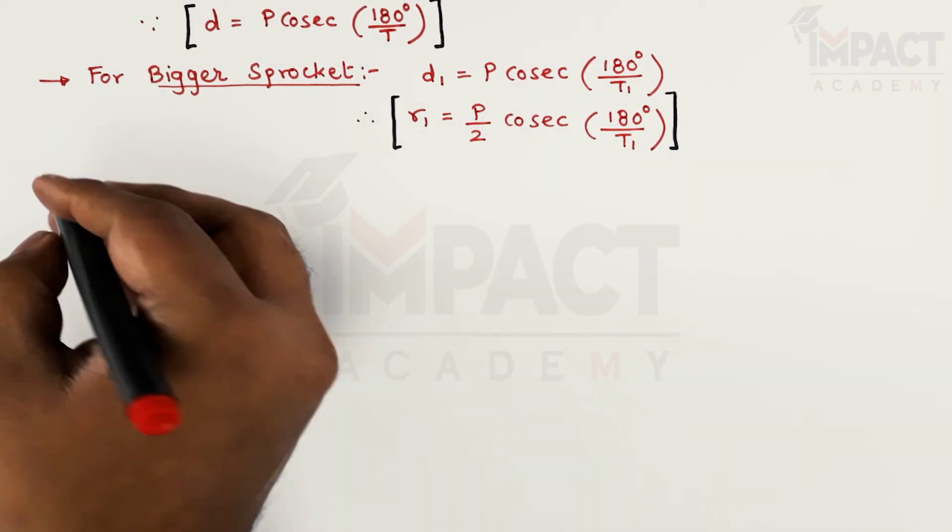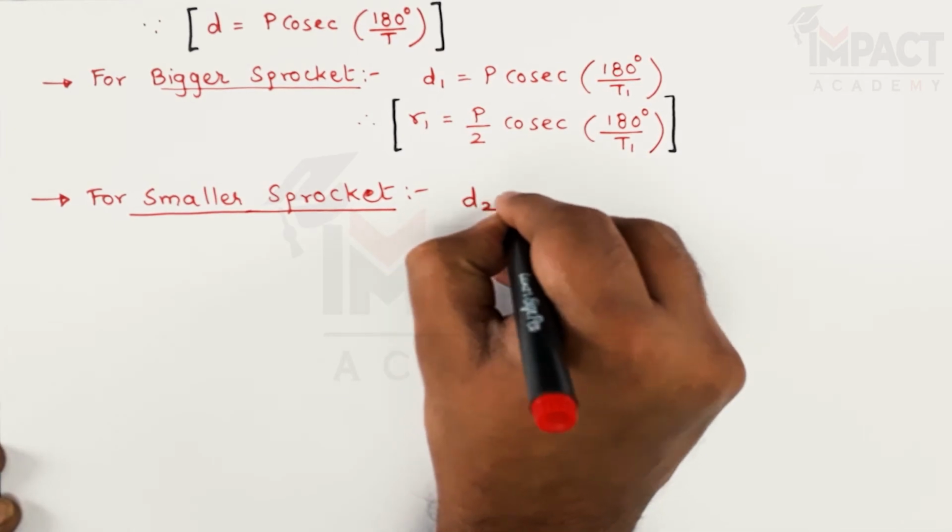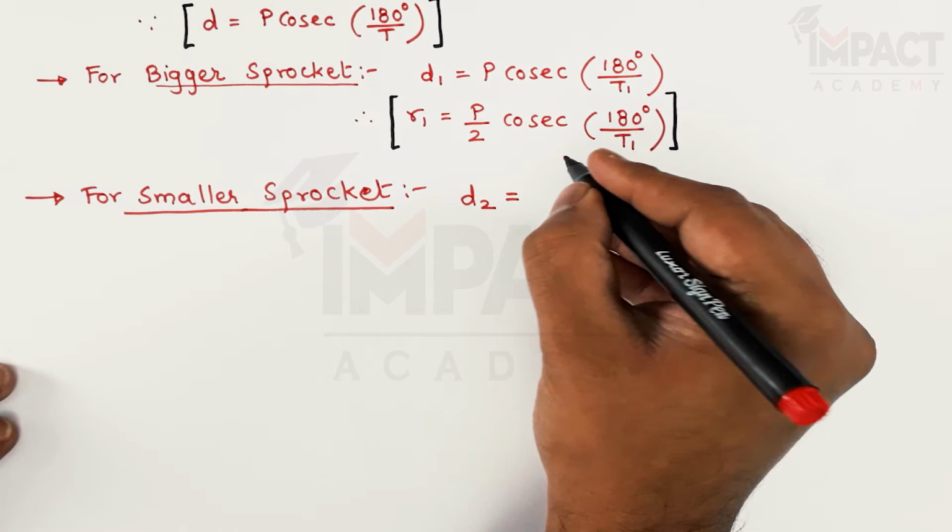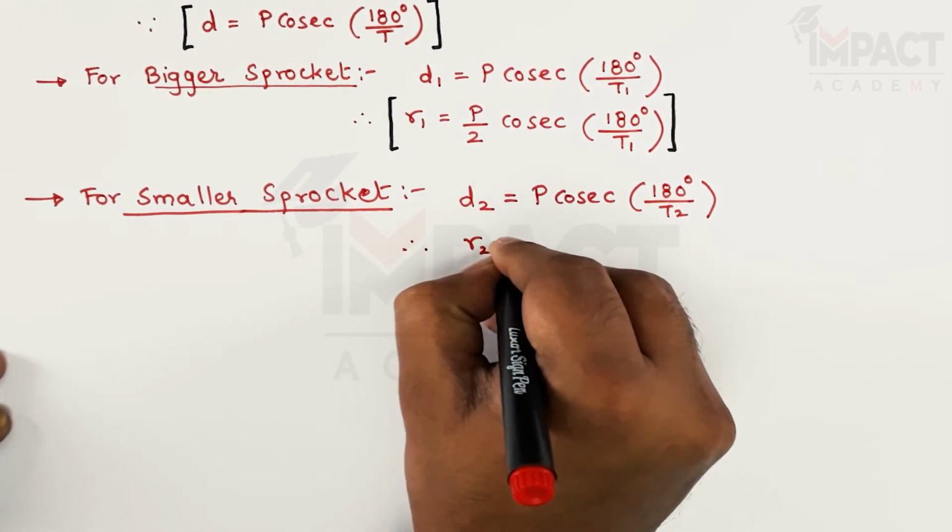Next I'll write it for the smaller sprocket. Smaller sprocket is denoted as D2, pitch circle diameter, so therefore its radius will be r2.